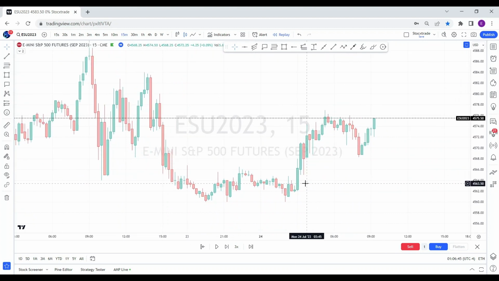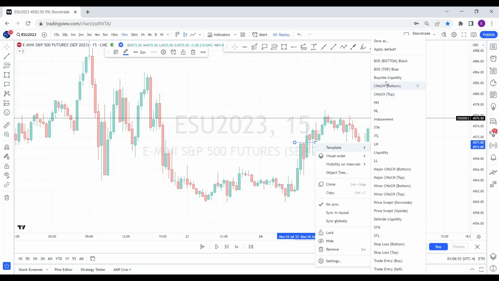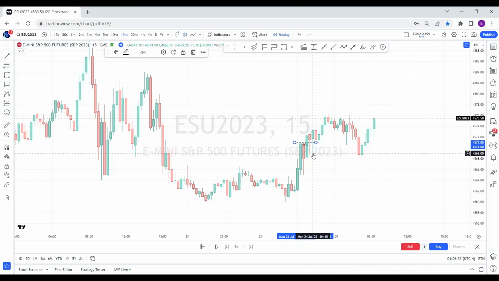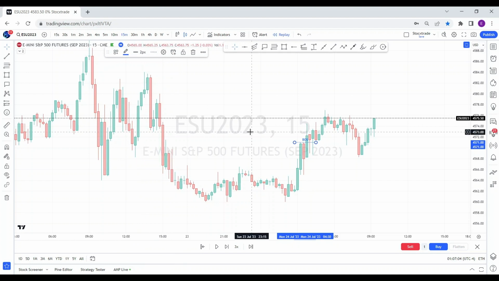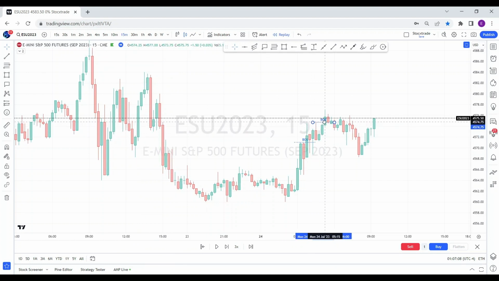So the trend is bullish because the price is breaking the structure, and every time it breaks the structure, it is creating a higher low. Means the higher structure is breaking, and then the price is making a higher low. So you need to mark the structures, and this is the highest high for this swing.